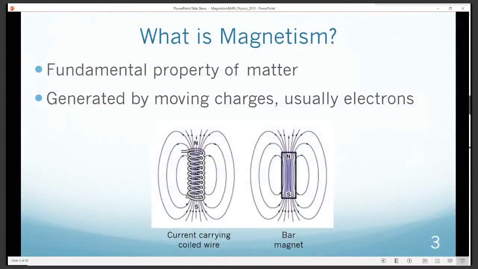So first of all, magnetism itself, as you know, is a fundamental property of matter. Magnetic fields are generated by moving charges, and these charges are usually electrons. Typical ways to produce magnetism in normal life are to run an electrical current through a coil like a solenoidal coil shown here on the left, or there are also ferromagnetic materials such as iron in which magnetic fields line up because of magnetic domains, and these bar magnets are commonly used to produce magnetic fields anyway.